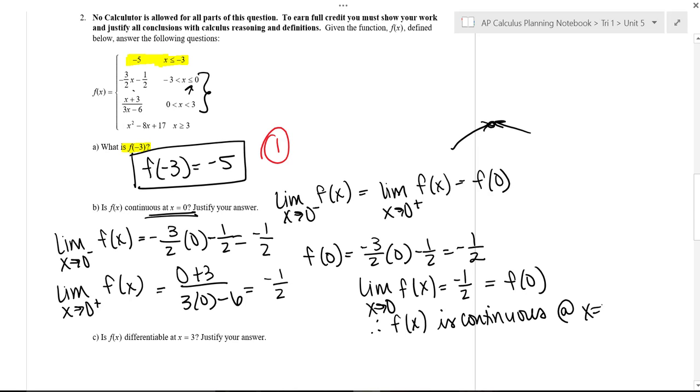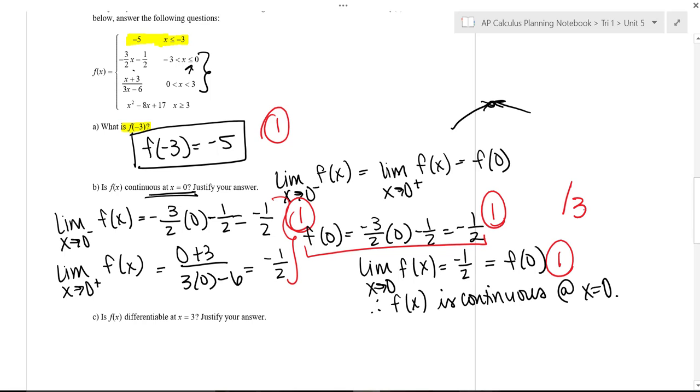at x equals 0. So this one had 3 points happening, and how those 3 points were broken up is we needed to have some sort of notation to show left and right hand sides. We needed to also show that f of 0 was negative 1/2, and then some sort of conclusion about continuity. So some sort of limit notation, right? We need to show that the left and right approach the same value. We need to show f of 0, and then we also had to have some sort of conclusion. So like, yes, it's continuous because they all are the same value. So that one was worth a 3. Sorry, that one was worth a 1.